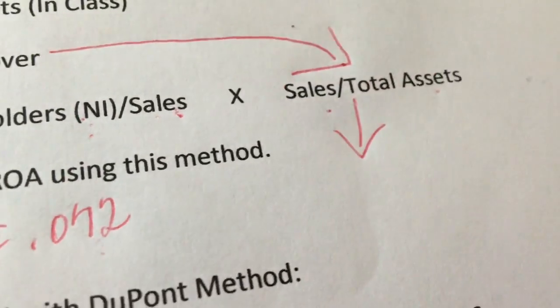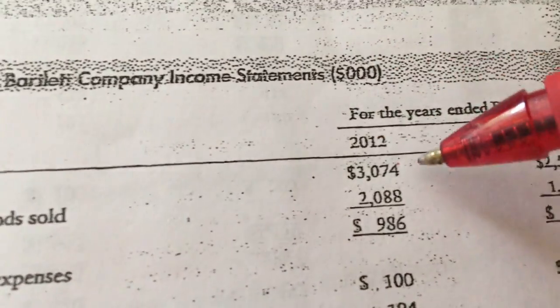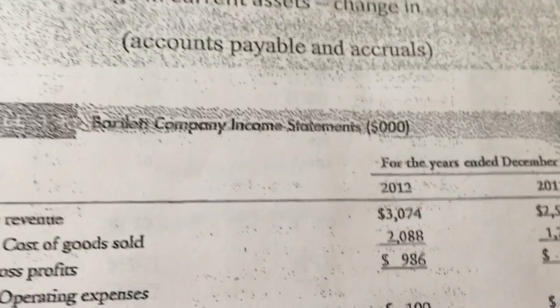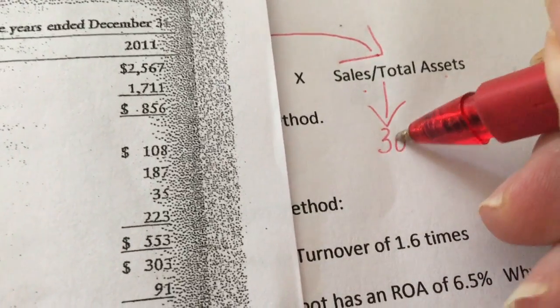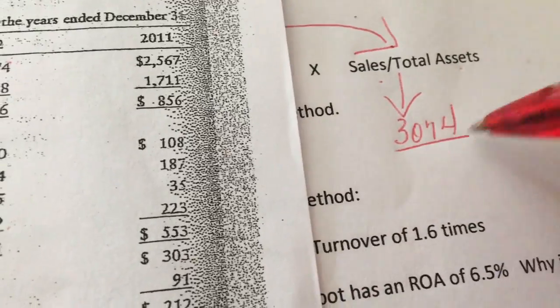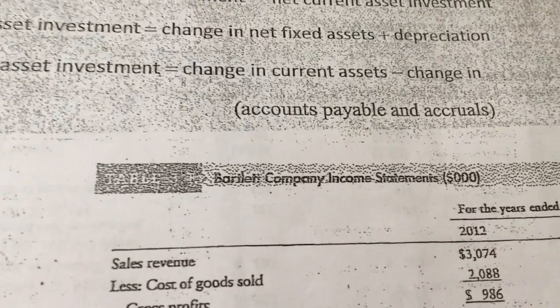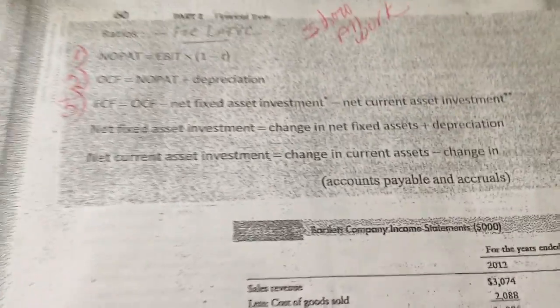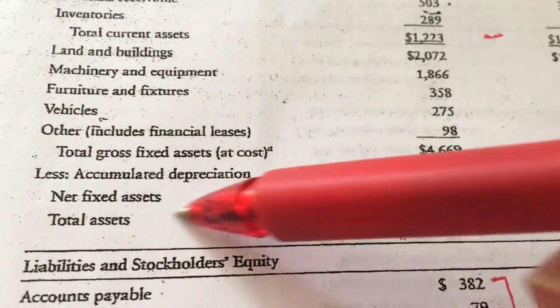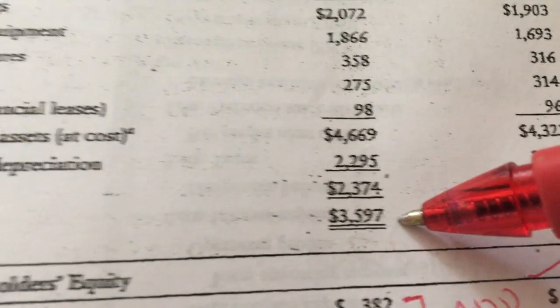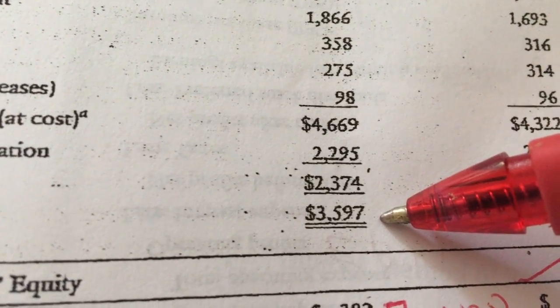So let's come down here. Let's go to Bartlett. Find your sales number, 3074. And we want to divide that number by our total assets. Now you're going to have to flip over to the back. This is the same sheet we used the other day. Flip over to the back. Okay. Find your total assets. Not current, not long-term, but total. 3597.